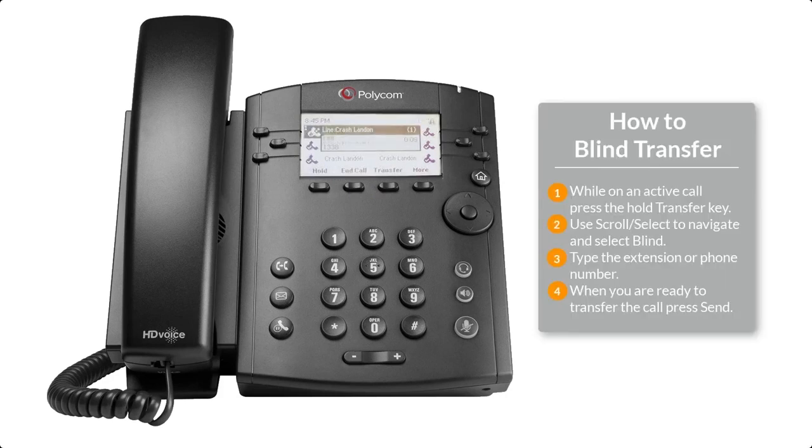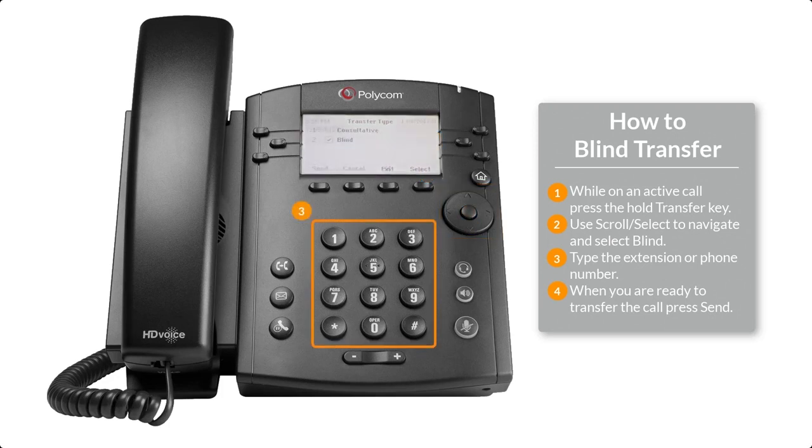To facilitate a blind transfer, you must be on an active call. Press and hold the transfer button until you see the transfer select screen. Using your Scroll Select tool, navigate to Blind and select it. Type the extension number or the 10-digit phone number that you would like to transfer the call to, then press Send.